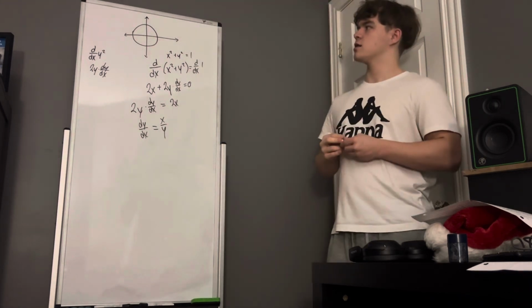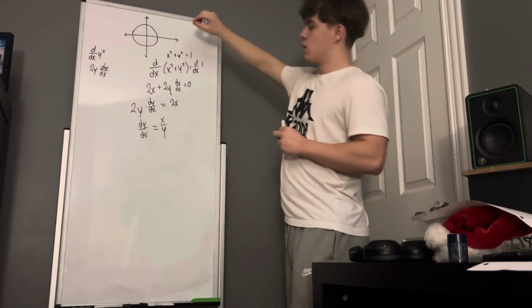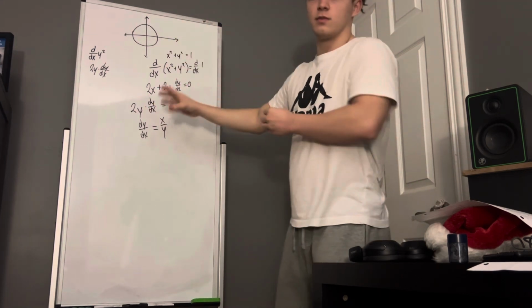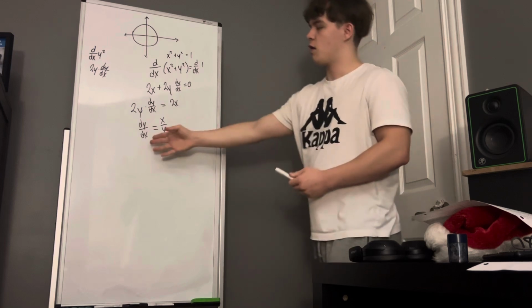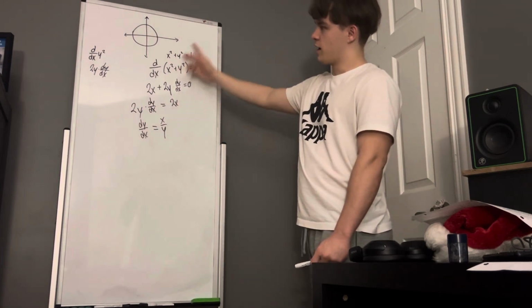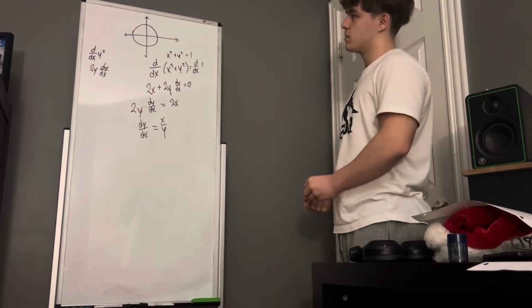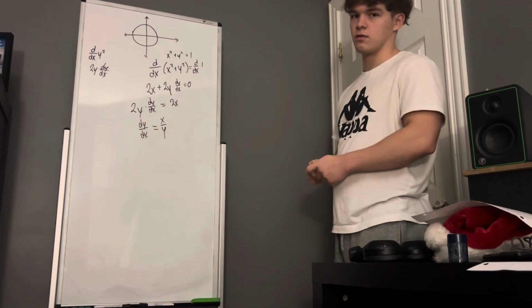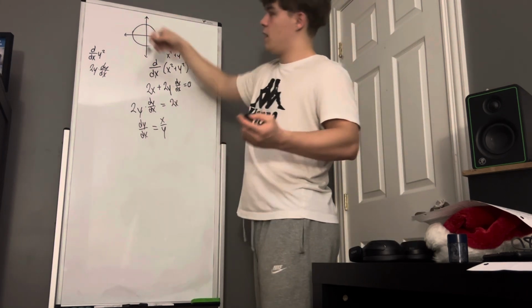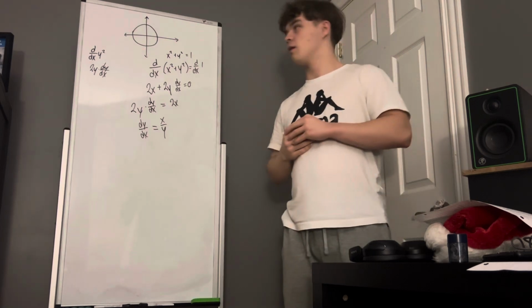So what that tells us is the slope, the small rise over the small run, is equal to our x value divided by our y value anywhere on the unit circle. So that holds for up here, anywhere on the circle. Perfect. That's what we're looking for.